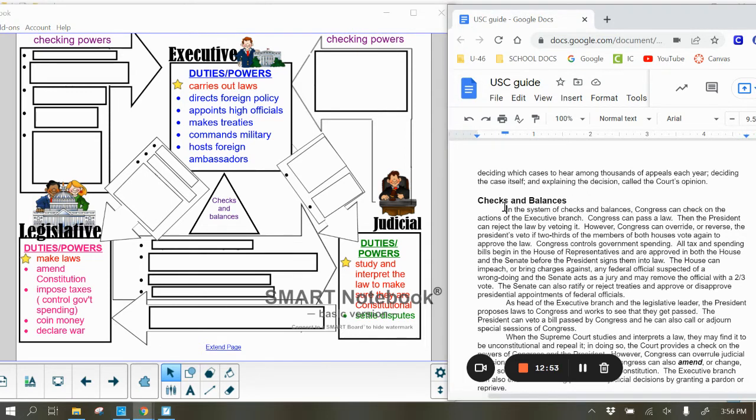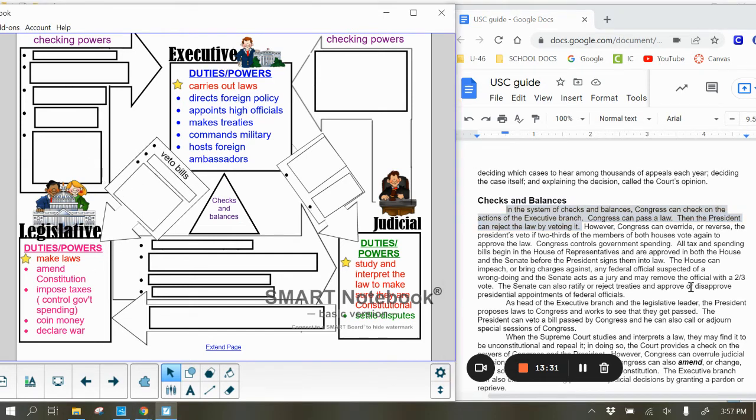And in the system of checks and balances, Congress can check on the actions of the executive branch. Congress can pass a law, and the president can reject it by vetoing it. Okay, so this is our first one that we're going to look at. So it says Congress can pass a law, which we already know. That's right here, right? And then who is doing something about it? The president is, right? And the president is the executive branch. And what is he doing? He is going to veto that bill is really what it is. So the executive branch has the checking power on the legislative branch to veto bills.